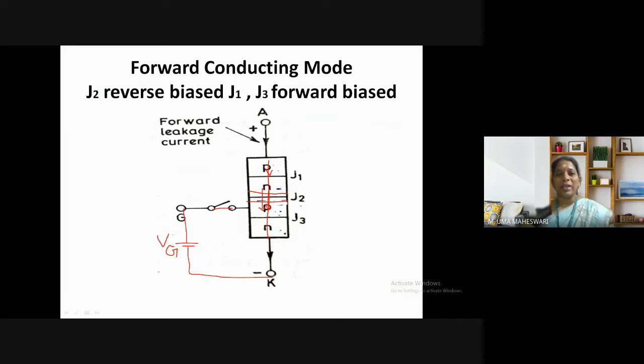So this is about the working of the SCR with respect to forward biasing and reverse biasing of an SCR.